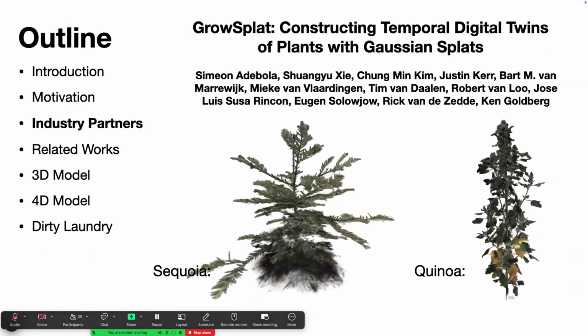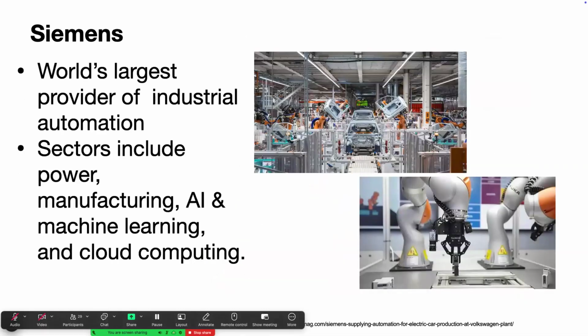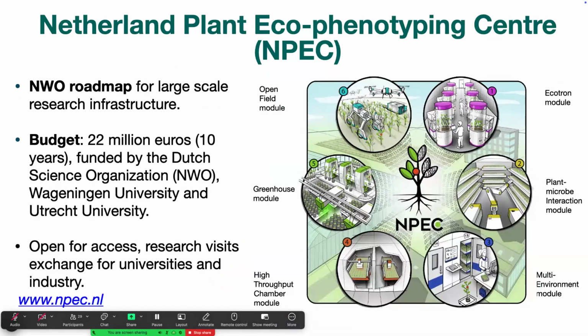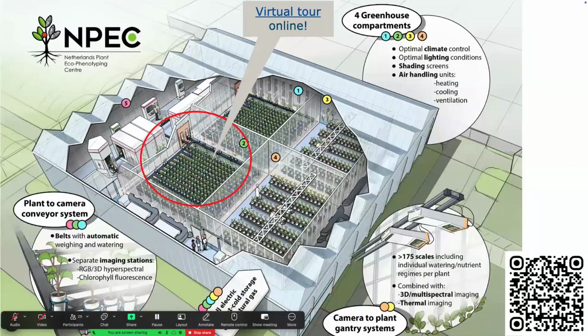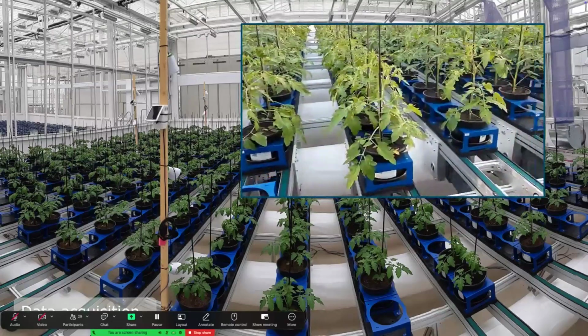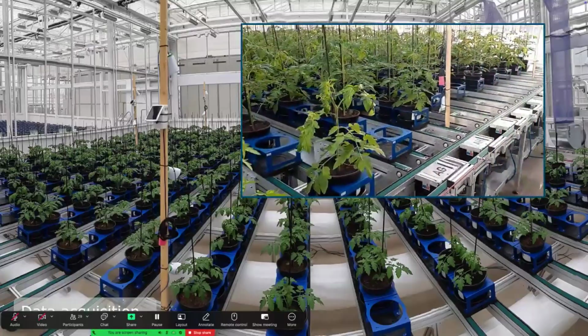And so what we've been working with is Siemens Corporation, who I think everyone knows, and they have an agriculture division, so they're very interested in this. And we're also working with the Netherlands Plant Eco Phenotyping Center, NPEC, and this is one of the largest centers in Europe for doing phenotyping. They have a really elaborate system set up where they have many plants, and each plant is on conveyors that get brought into these scanner systems that then scan each plant with 15 cameras every day.